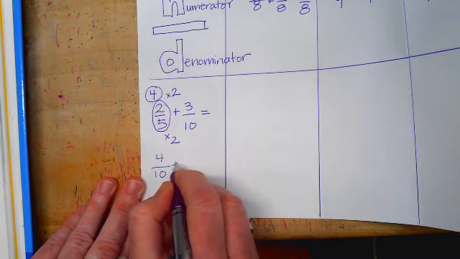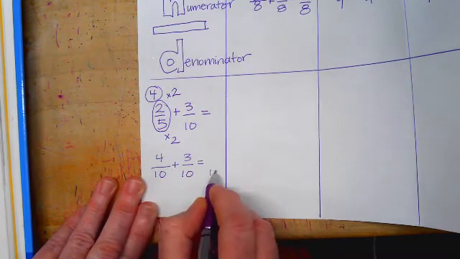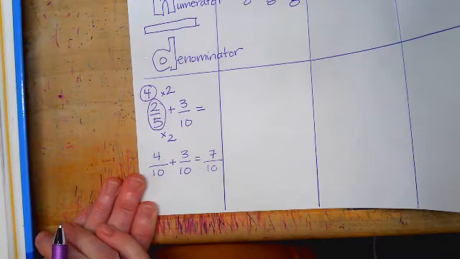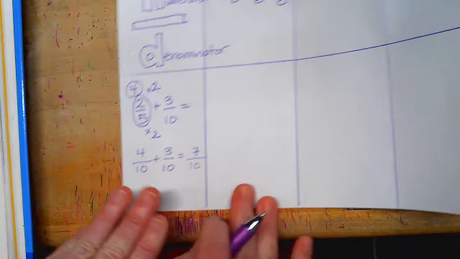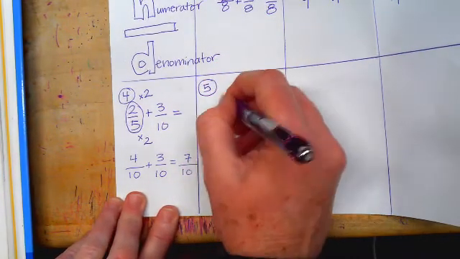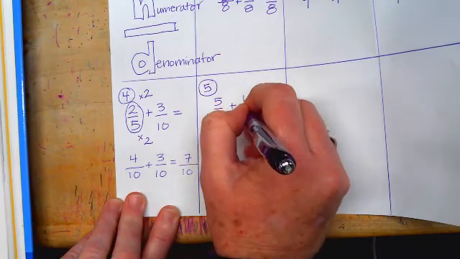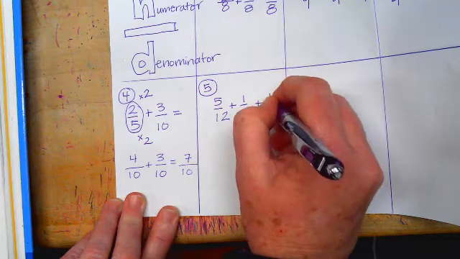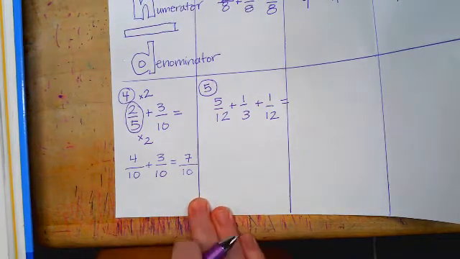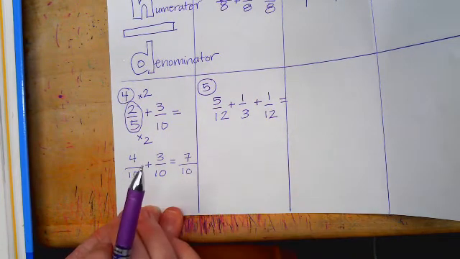So 5 times 2 equals 10, and 2 times 2 equals 4. Now I can add them together. And I end up with tenths on the bottom, and 7/10 is my fraction. Okay? Let's do another one. 5/12 plus 1/3. Ooh, look, they're being tricky. Plus 1/12. Which one are we going to change?